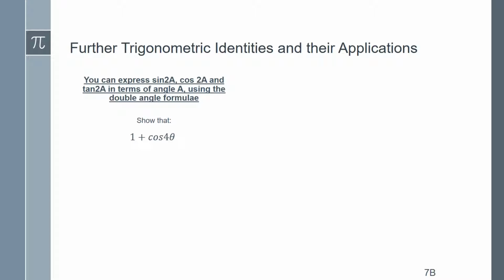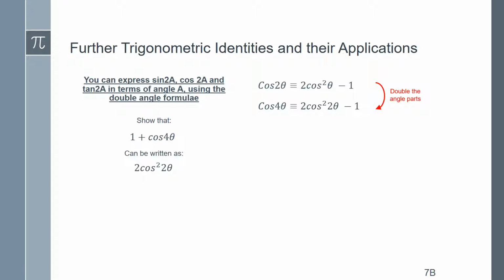Show that 1 plus cos 4 theta can be written as 2 cos squared 2 theta. These are common exam questions to show that one, so we have to be able to show enough lines of working out to convince the examiner that we know what we're doing. So let's use a double angle formula. Cos 2 theta is 2 cos squared theta minus 1. Double the angle part now, so cos 4 theta is 2 cos squared 2 theta minus 1. So 1 plus cos 4 theta is 1 plus 2 cos squared 2 theta minus 1, which the 1s cancel off, so you're left with 2 cos squared 2 theta.